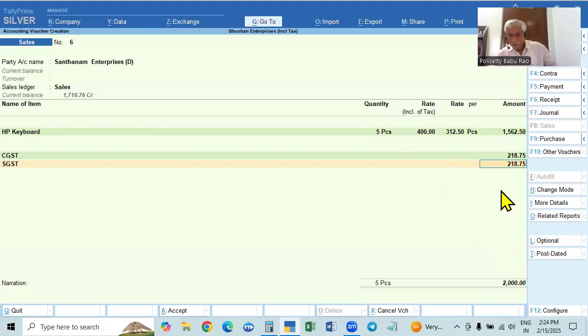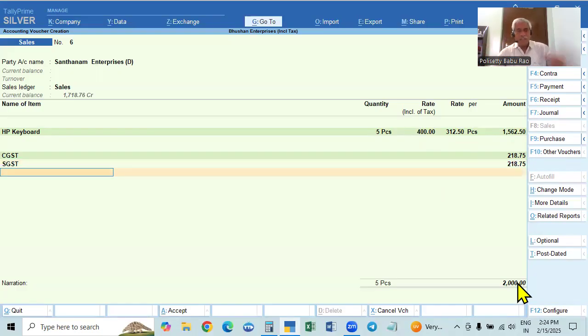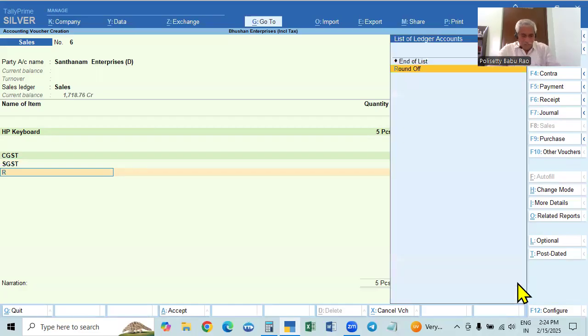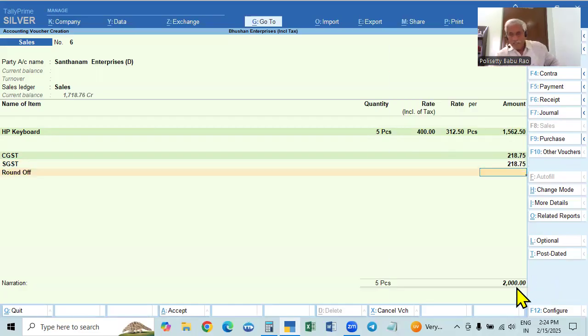Here there is no fraction value, no decimal value, no paise. So we need not give the round off. If you give round off, it will not calculate. If you take round off, it is already rounded off, so it will not calculate any amount. It will disappear without any value.